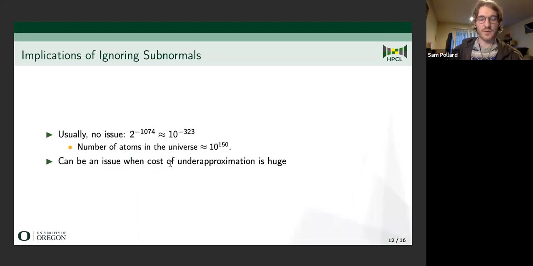Okay, so what are the implications of ignoring these subnormals, which a lot of literature does? Well, I already used this example, but it's not a big deal, which is why people do it. I'm not saying this is a big crime, or a grand conspiracy, but this can have issues when the cost of under approximation of an error is very large.